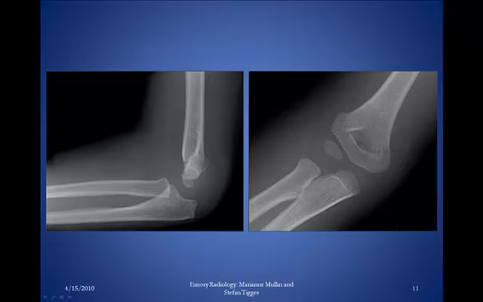This is a child. Obviously it's a child because there are open growth plates. And you can see a fat pad in a child also. I've circled it there. And this child has a supracondylar fracture. So in an adult who presents with a fall on an outstretched hand and a distended fat pad, the most likely etiology is going to be a radial head fracture. In a child with the same history, the most likely etiology is going to be a supracondylar fracture in the presence of a fat pad.